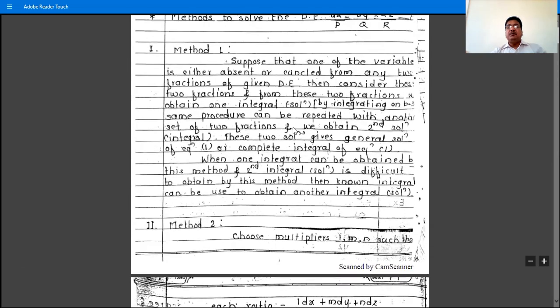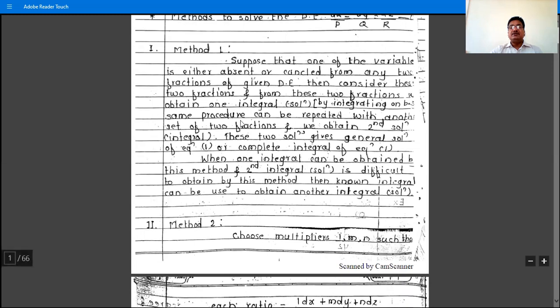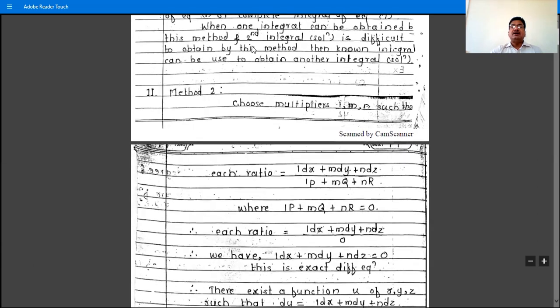That is, suppose we find the first solution of the given differential equation by this procedure, by considering two fractions, and obtaining the second solution by this method is difficult. Then we apply another procedure: we use the first integral, or first solution, to obtain the second solution. So this is the sub method of method number one. This is the main method, and this is the sub method. That is, in order to find the second integral, the second solution, use the first obtained integral or solution. So we say it is a sub method of method number one.